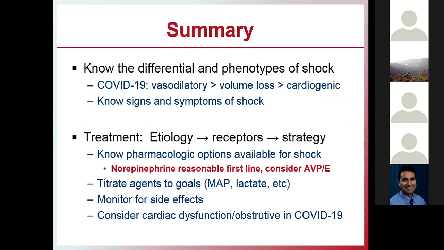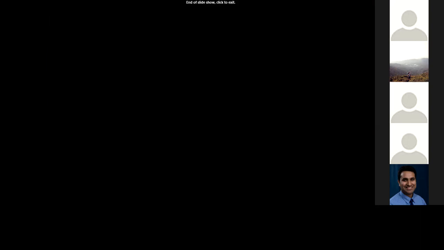So in summary, know the differential diagnosis of shock, know how to monitor it, and think about the types of shock you will see in COVID-19. Based on that thinking and the patient in front of you, think about what receptors and what physiologic goals you need. As a crib sheet, norepinephrine is always a good first line agent regardless of the type of shock, but whatever you're doing, continually monitor your patient, monitor their perfusion, monitor their MAP, monitor for side effects, and always in the back of your mind think about, am I missing something else? Are they developing a comorbid cardiogenic or other component? So that's it. We'll take some questions.